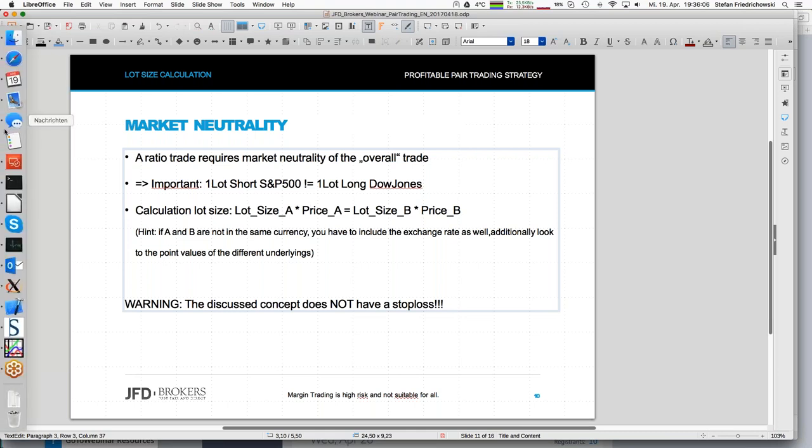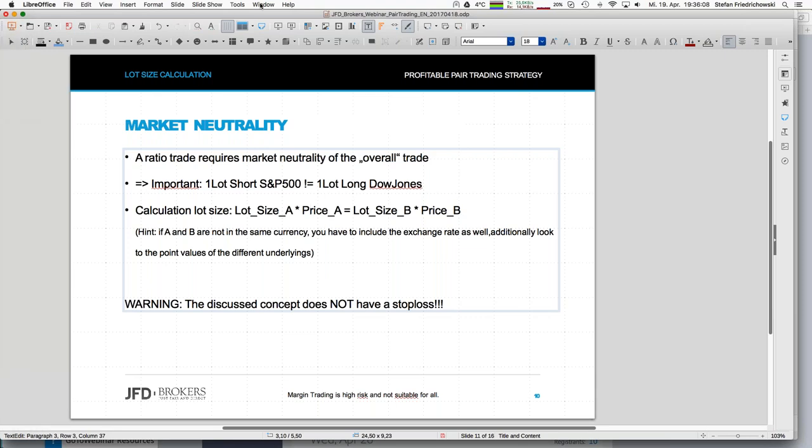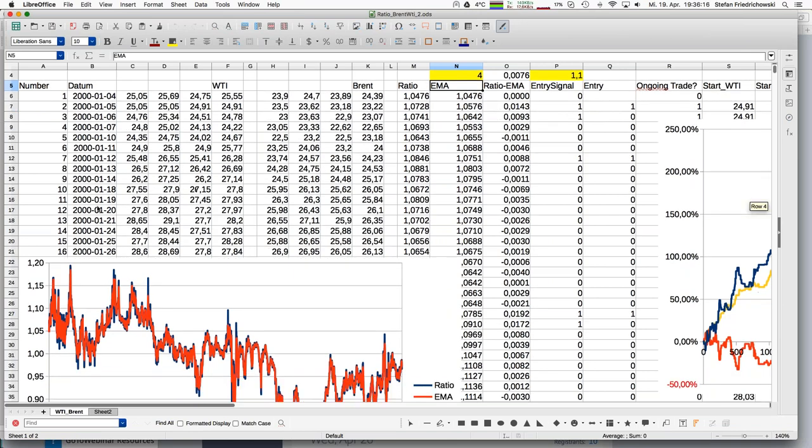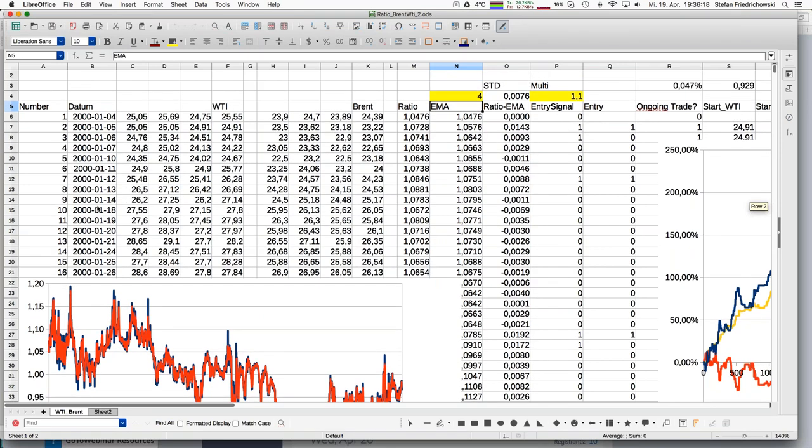Good. But now, as promised, I will show you some more details. And then I think everything will be a little bit more obvious how that strategy really works and how you can derive by your own that kind of strategies.